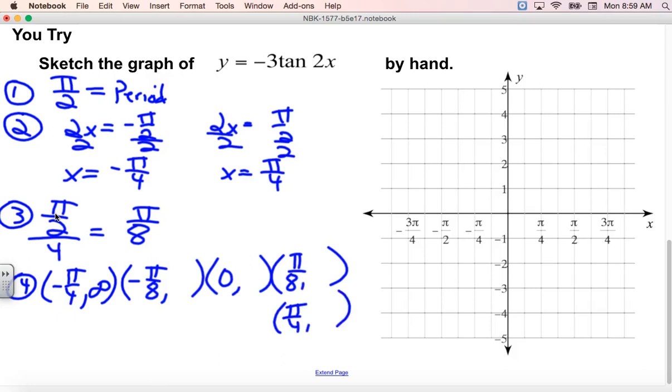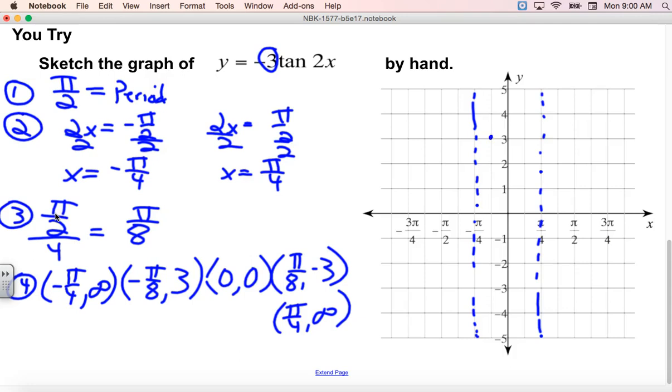Okay, so now to figure out the y values, of course the last one's infinity because the last key point is the asymptote. Now, in the middle, the number in front was 3, right? But it was negative, so that means this first one's going to be negative 3, or sorry, positive 3, because the negative switches it. And then middle 0, and then this one's negative 3. So we can graph those. Negative pi over 4 and infinity is going to be an asymptote right there. Positive pi over 4 is going to be an asymptote. And then we've got negative pi over 8, 3. It's up here, 0, 0. And then negative 3 at positive pi over 8.